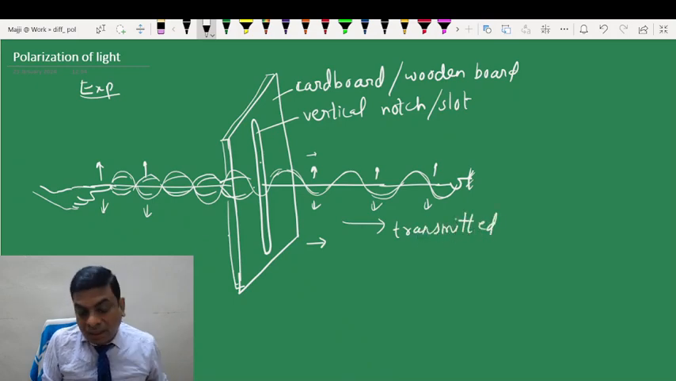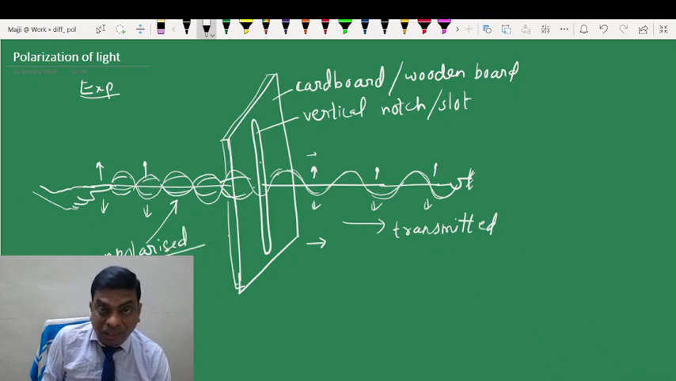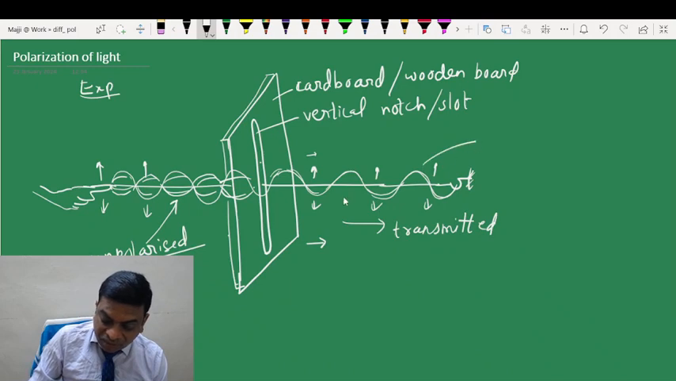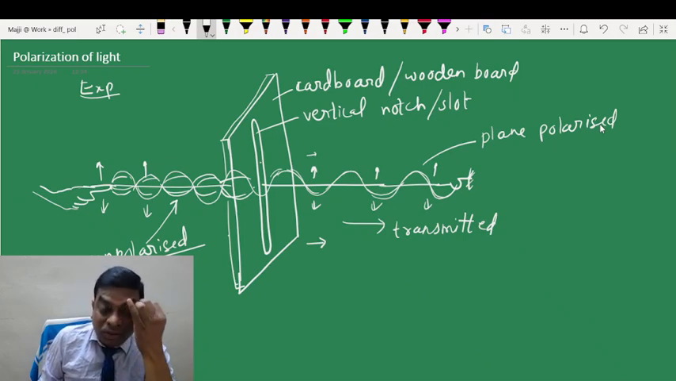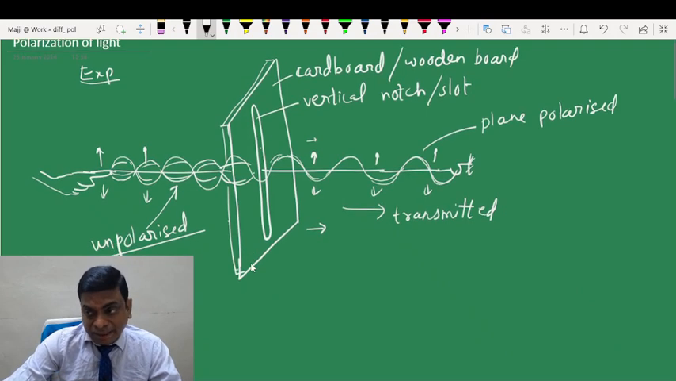Okay. So we say that here this wave was an unpolarized wave. The left-hand side waves that were set up were unpolarized waves, whereas on the right-hand side, after emerging through this notch, they have become plane polarized. Plane polarized, because the oscillations of the string particles are strictly in a single plane. Hence the name plane polarized light, plane polarized wave. So I hope this is clear.